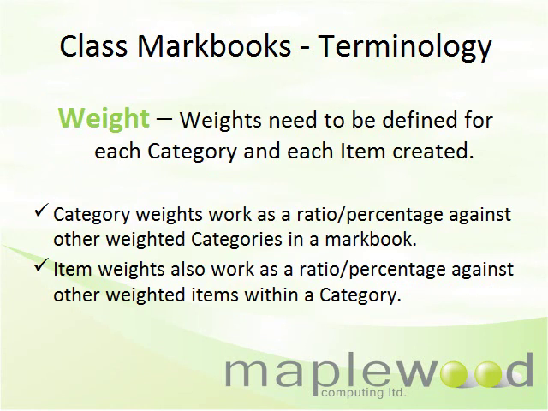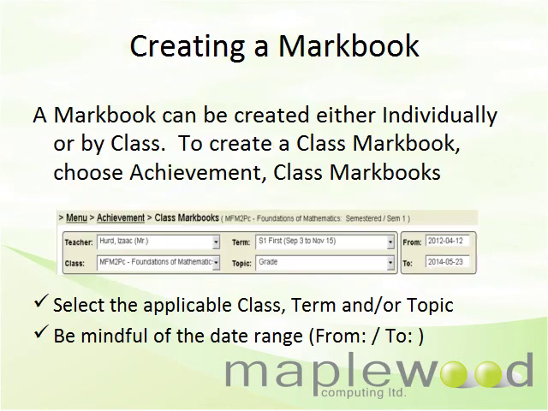The weight is how much importance that particular item has in relation to the other items or categories within the Markbook design. So category weight, category to category, is a ratio of one category's importance to another category. Whereas if the weight is on the item, it's that particular item's importance to the other items within the same category. And we'll take a look at that further when we look at the Markbook example.